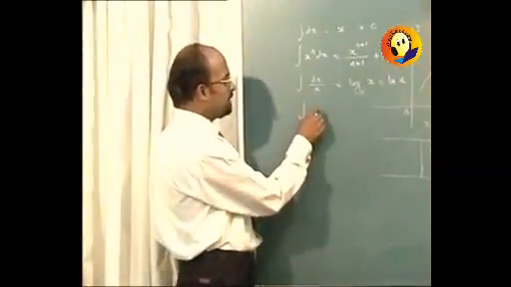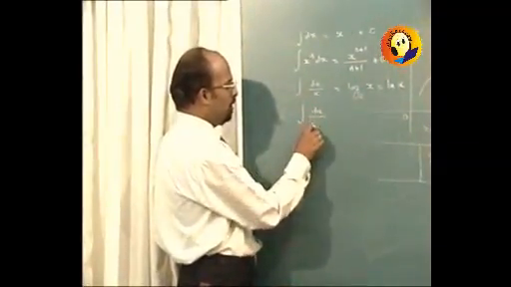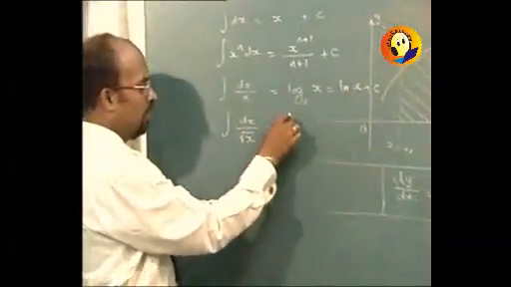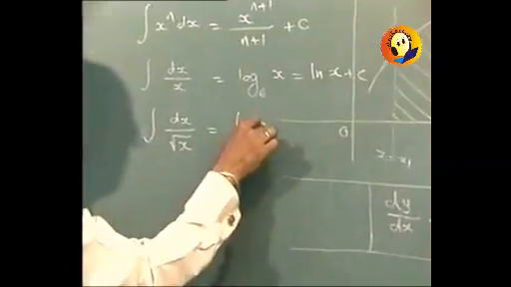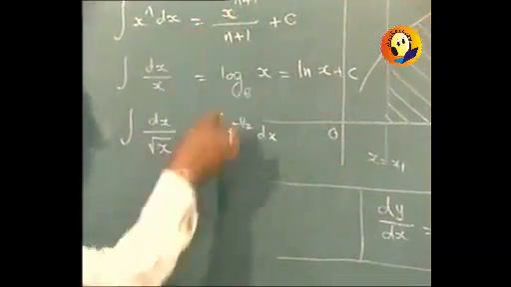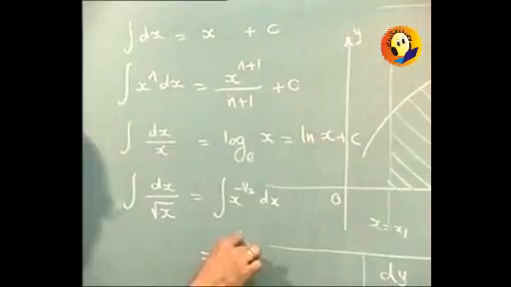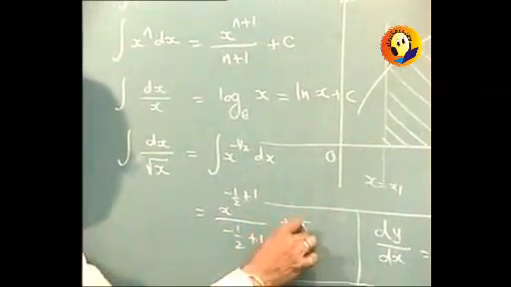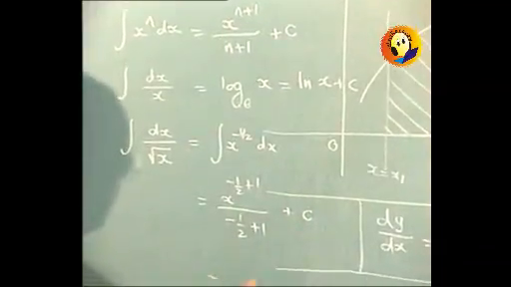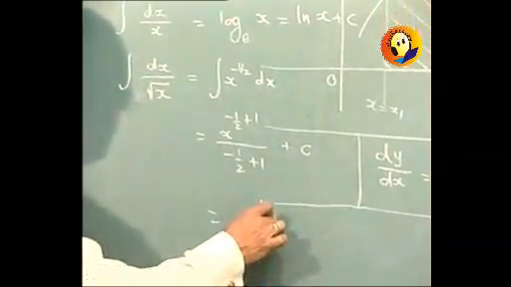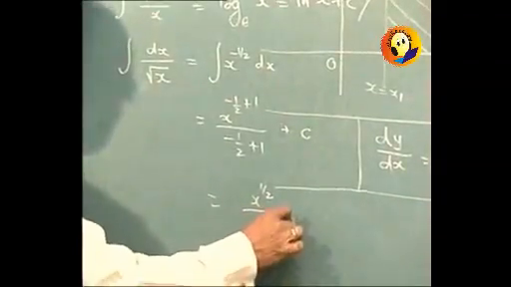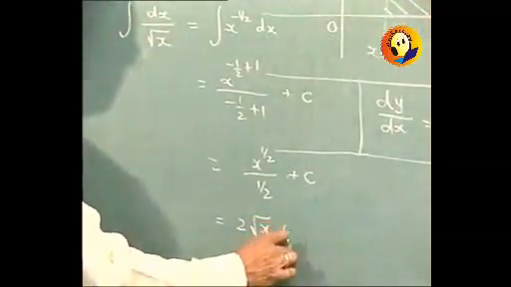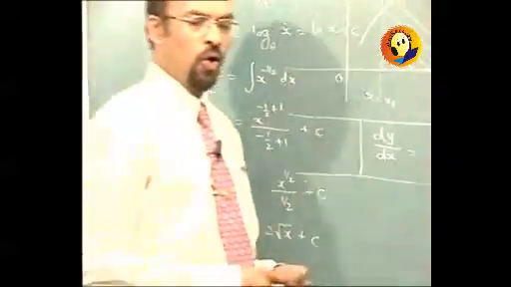We can also apply the same formula for dx upon root x, interpreted as x raised to minus half dx. Using the same formula, it will be x raised to minus half plus 1 divided by minus half plus 1 plus the constant of integration, resulting in x raised to half, that is root x, upon half plus c. Ultimately the answer is 2 root x plus c. This is something that we have already studied.